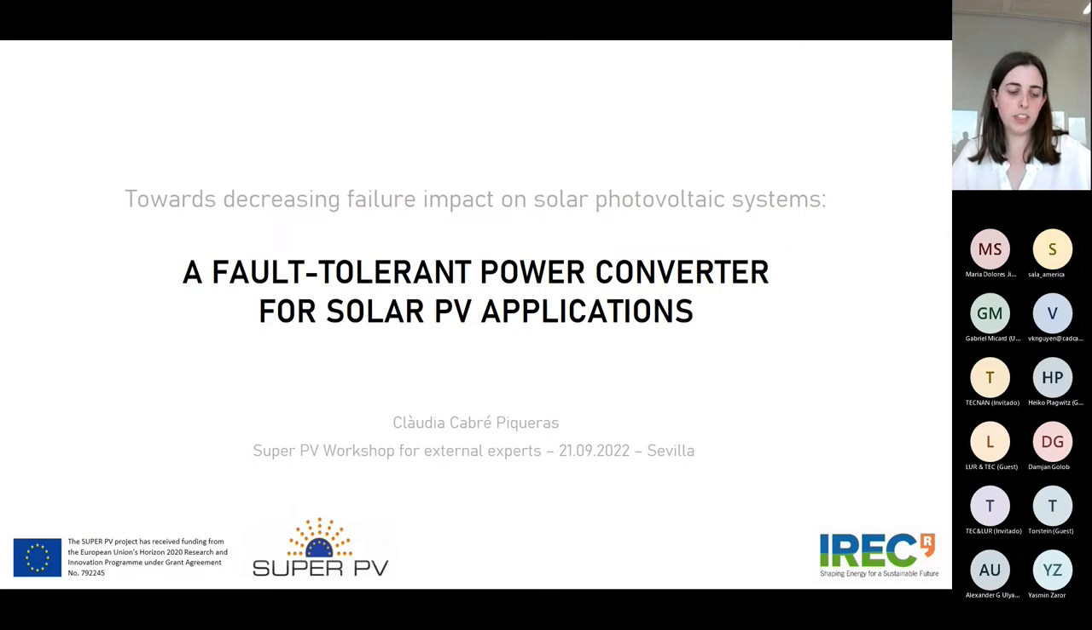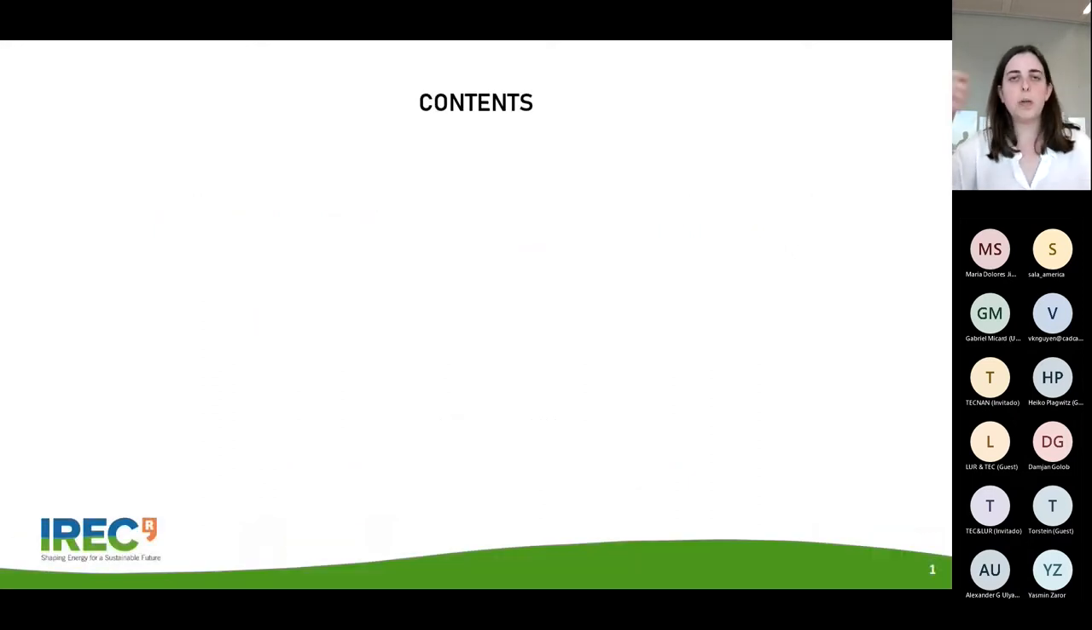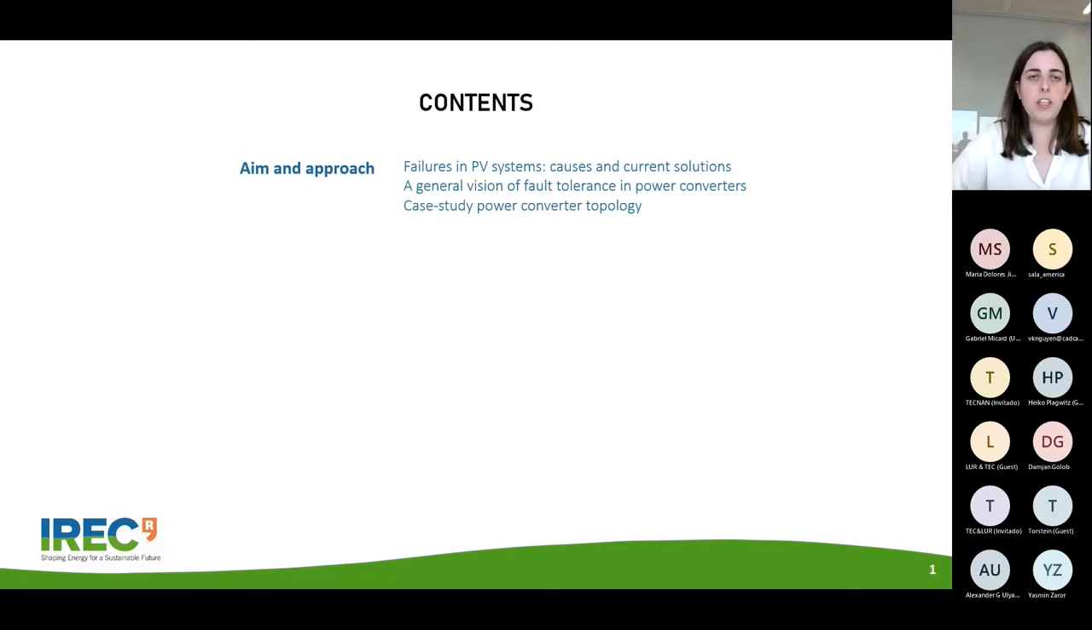I will be presenting IREC's approach on the optimization of PV power plants in the sense of decreasing the failure impact on them. In that sense, our research is focused on a fault-tolerant power converter for solar PV applications. First of all, I will expose the aim and the approach of this project: which are the common failures in solar PV systems, how can we overcome them, and which is the PV converter that we will be applying this know-how to.